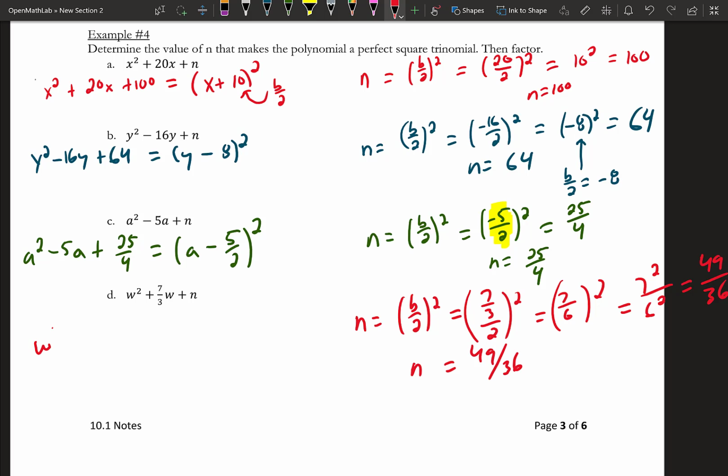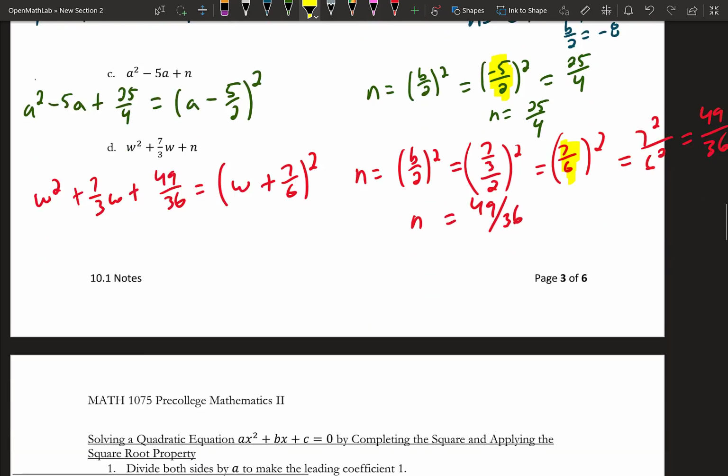If I fill that in, this factors to be w plus b divided by 2, which is 7/6. Right, that was here.